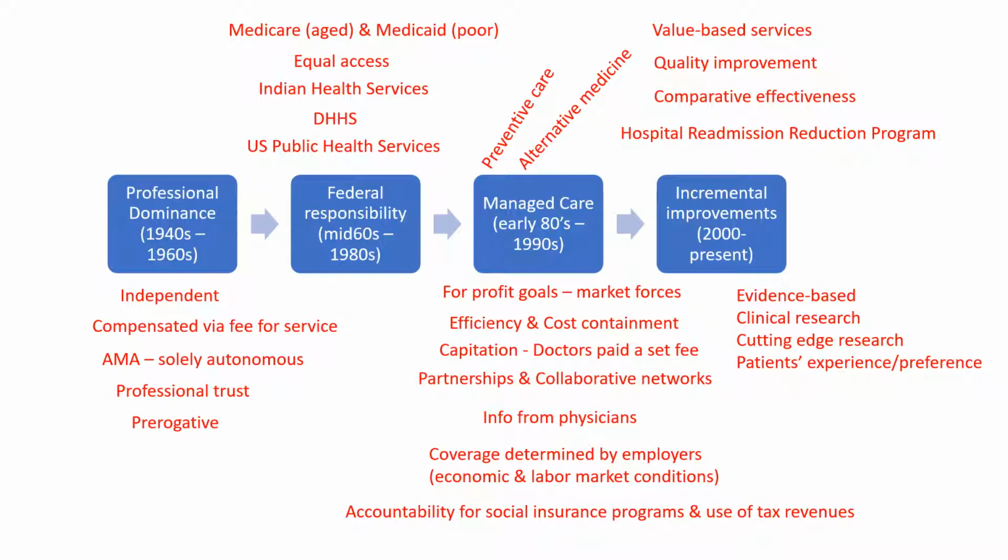So the incremental improvement era focused on value-based services. I will show you some examples of what is value-based services after this. They focus on quality improvement. They focus more on the patient's perspective, the patient's well-being. Because as we discussed earlier, patients were not empowered, they were passive under the three eras. So they want patients to take a more active role in prevention care, in diagnosis, in treatment, and so on. And they focus on comparative effectiveness.